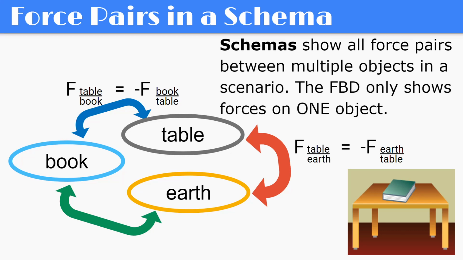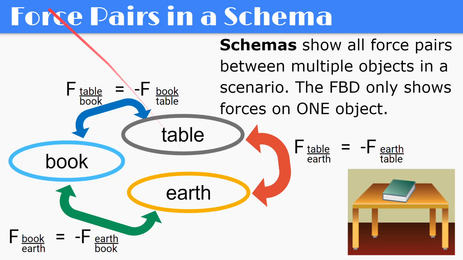Obviously we know that the earth is there, and so we know that the earth will exert a force. Technically the earth's gravitational field will exert forces on any object that is on its surface or in its vicinity. So we could also say that the force of the table on the earth equals the force of the earth on the table. The earth pulls down on the table, and the table pulls up on the earth. Same thing here between the book and the earth. The book pulls up on the earth, and the earth pulls down on the book.